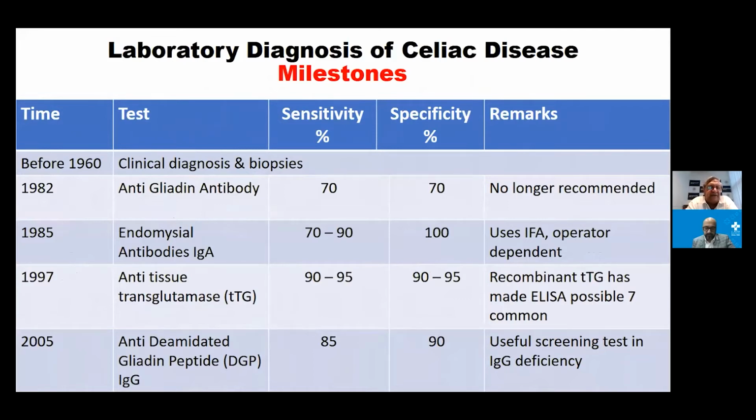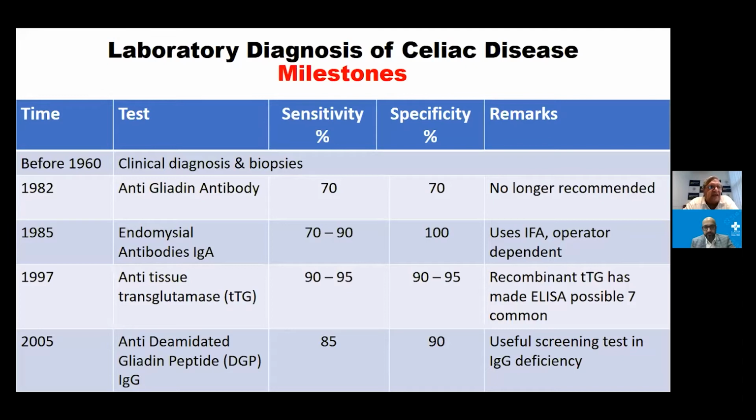Subsequently, in 1985, they found that with endomysial antibodies of IgA type using immunofluorescence, they could get good sensitivity and very high specificity because they're looking for autoantibodies. Subsequently, in 1997, it was noticed that endomysial antibodies cross-reacted with tissue transglutaminase. So antibodies against tissue transglutaminase would also give you the same indication as endomysial antibodies. With the availability of recombinant TTG, the ELISA was positive and it has become very common.